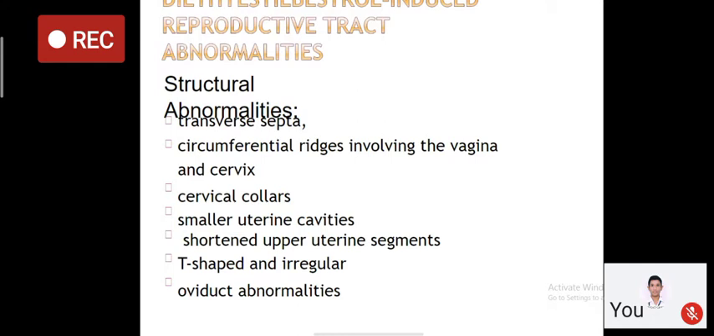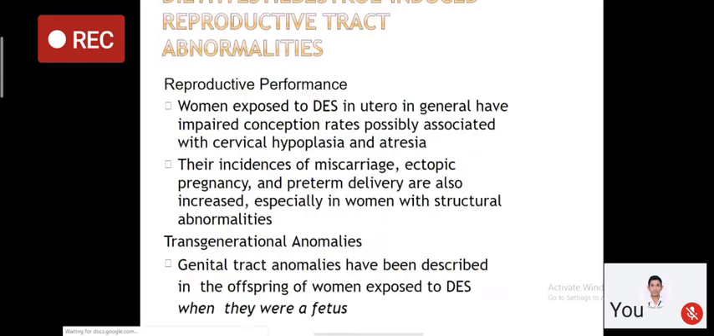This T shape is also asked so many times in PG questions. Another is an oviduct abnormality. What is oviduct? We call the fallopian tube an oviduct. So there could be chances of fallopian tube abnormalities. So what is the reproductive performance in a case of DES exposure?